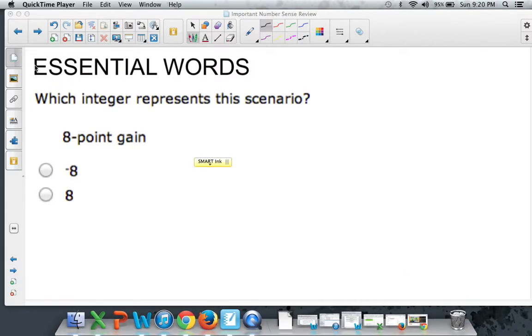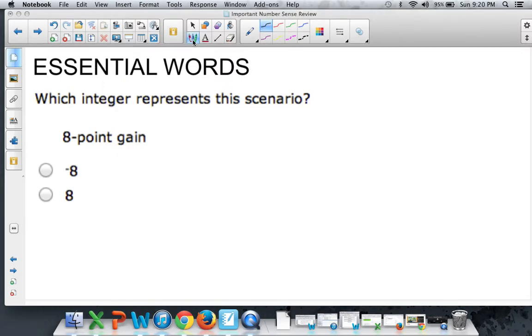Welcome to part two. We're going to keep going. In part one, I tried to explain things in a quick but helpful manner. And in part two, let's see if we can go a little bit faster. Here we go. Which integer represents a scenario?